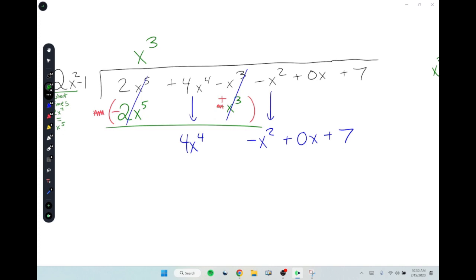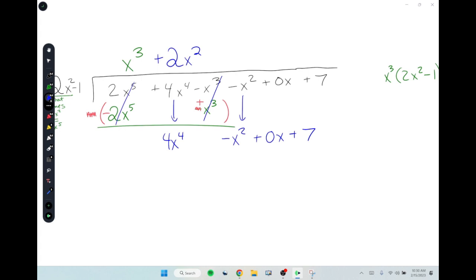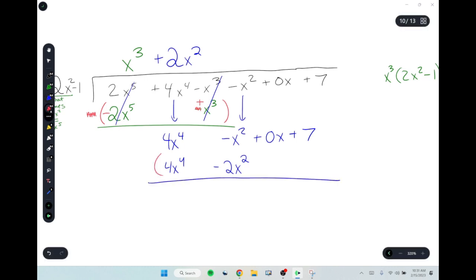All right, now what times 2x squared equals 4x to the fourth? X squared. I like 2x squared. Positive or negative 2x squared? Probably positive 2x squared. So positive 2x squared probably gets us something like 4x to the fourth minus 2x squared. Right? Yep. Draw a big old line. What do we do with all those terms? Subtract them, which means you go minus, plus.